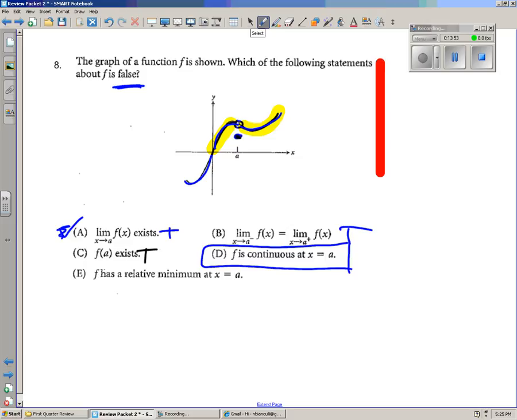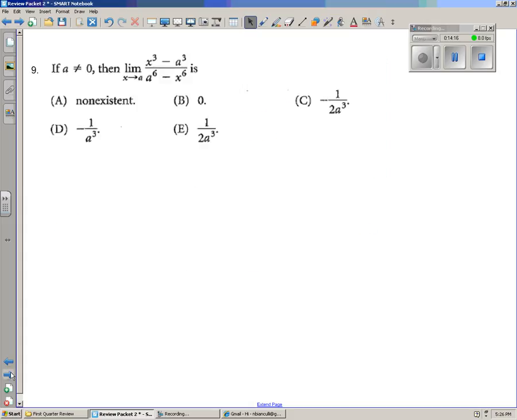That's true. And we haven't discussed relative minima. At x equals A, the function does not have a relative minimum because, well, you know what, we're going to discuss relative minimum later on. So this discussion might be a little premature, but you can still get the answer to the question without knowing what that choice means. All right, if A is not equal to 0, then this limit equals.